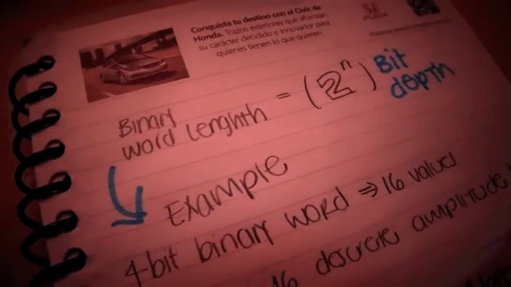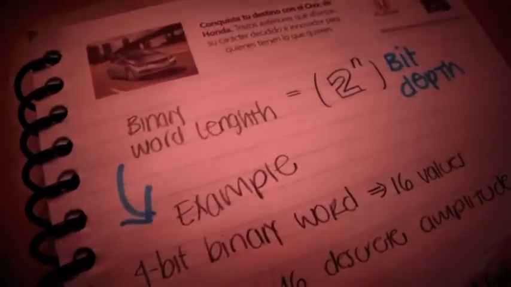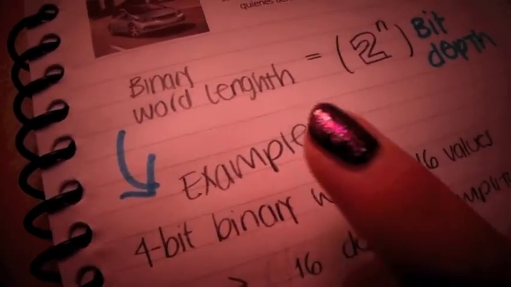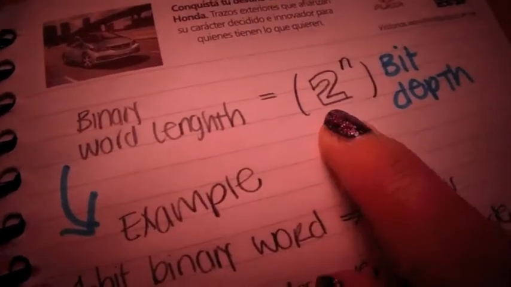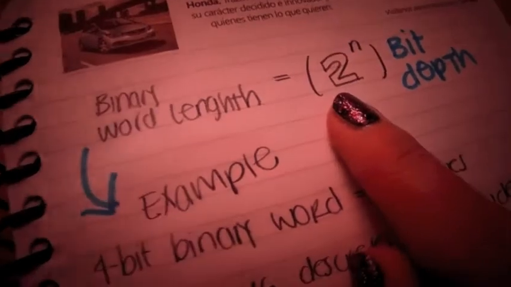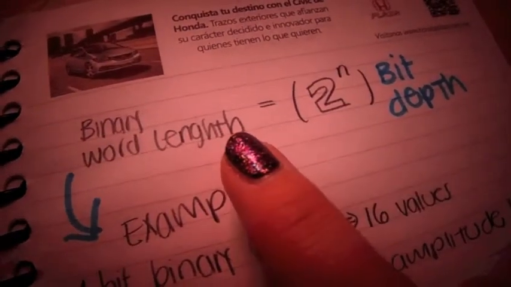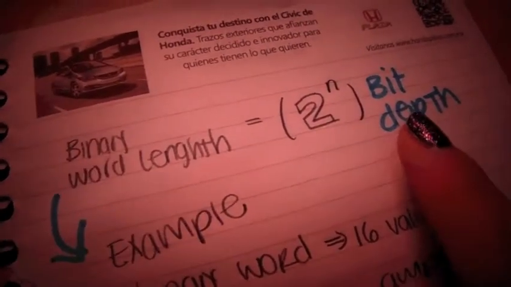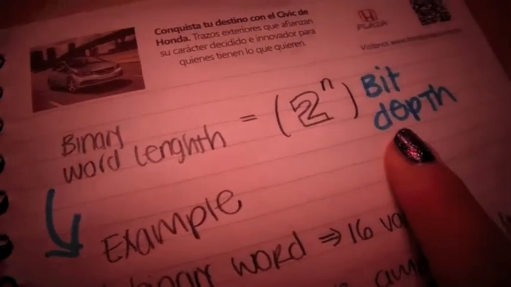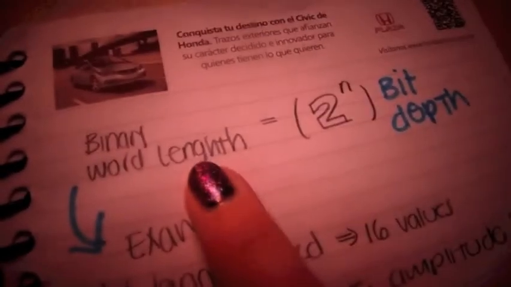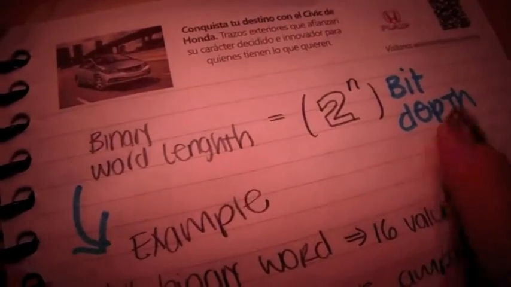Okay, let's continue talking about the binary word. And to know the binary word length, we have to do this operation right here, 2 to the nth power. Usually in a DAW, this binary word length is referred to as the bit depth. You don't usually see the binary word in your DAW, you see the bit depth.